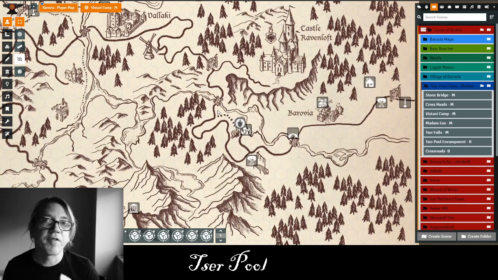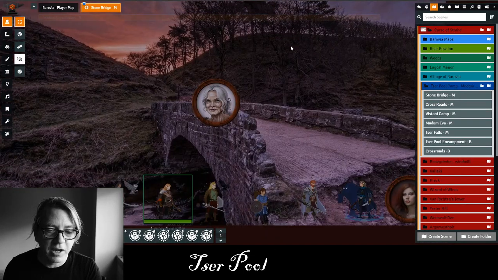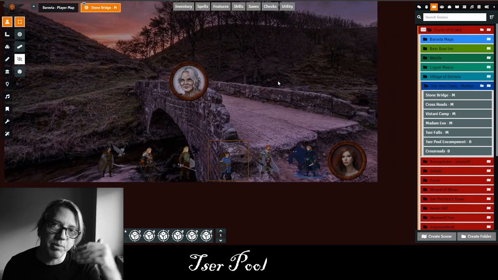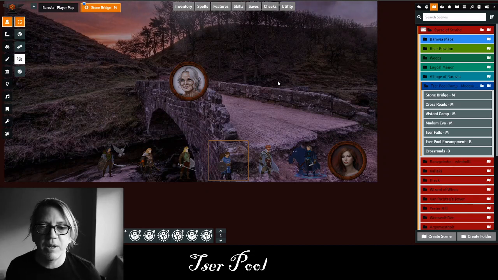Let's start off with the first area that they reach, which is the Stone Bridge area just outside of the village of Barovia, and I'll bring that up right here. The Stone Bridge area is kind of like the last place that they're leaving the village of Barovia and heading off into this area. I put this in here as a location because it is a Theater of the Mind map. It's the first one in the series here.